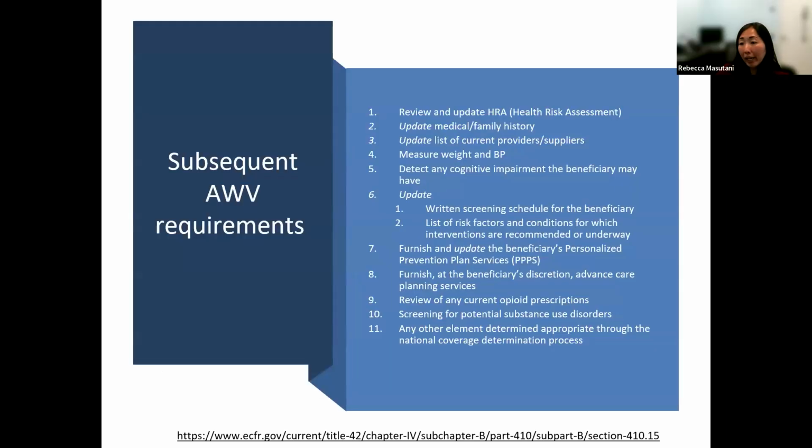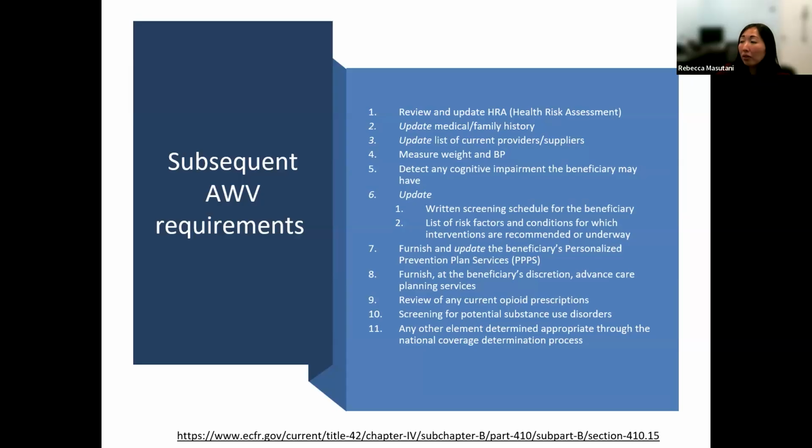With respect to subsequent annual wellness visits, there are regulations that providers must follow. And since we covered a lot of ground in prior slides about what's needed for the initial preventive physical exam, the main thing to note here for subsequent annual wellness visits is that the expectation is to really review and update what had been discussed previously.